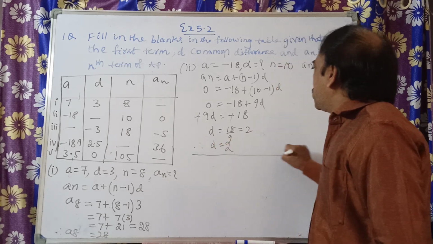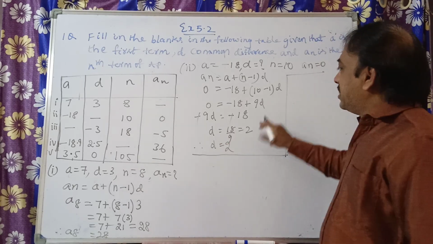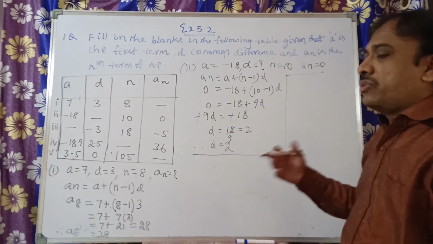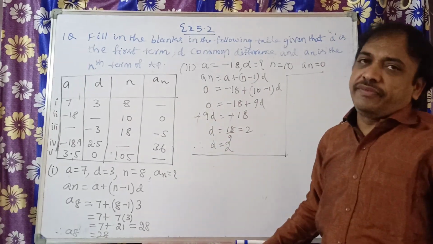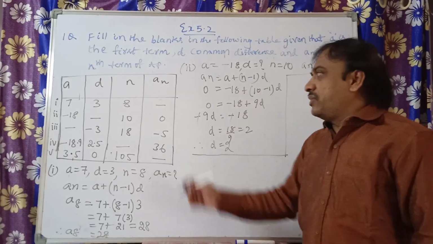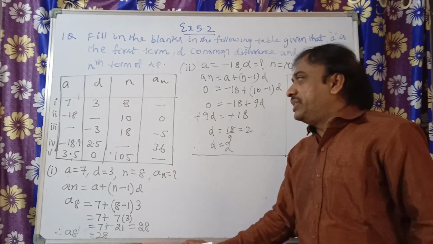So in the second question we obtained d is equal to 2. Now one more question, I'll explain, and the leftover you have to finish. Whichever is leftover, you finish. Now I go for finding the n value.